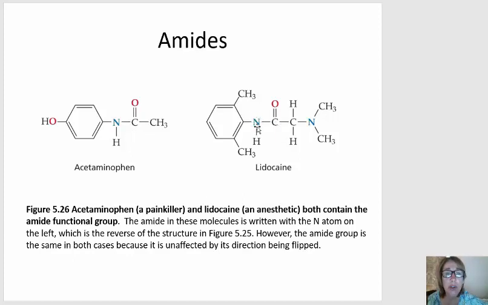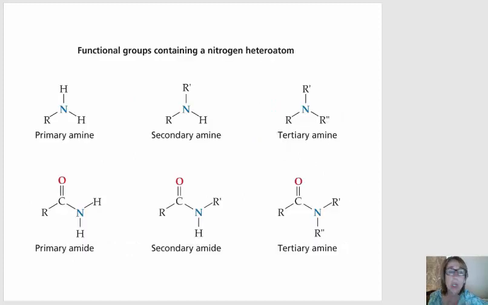Lidocaine also has a nitrogen directly bonded to a carbonyl carbon, so it has an amide functional group, and it's also a secondary amide because that nitrogen is bonded to two carbon atoms. Lidocaine also has an amine group. Here this nitrogen is bonded to three carbon atoms, none of which are carbonyl, so this is a tertiary amine. So this slide here sums up the two nitrogen-containing functional groups, amines and amides, and then further goes over the classification of primary, secondary, and tertiary amines and amides.